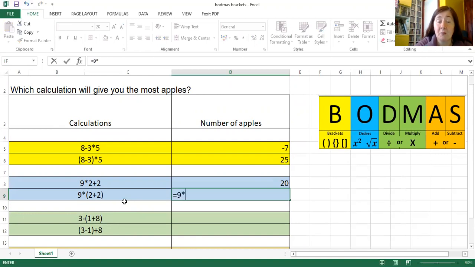So let's work that out. So 9 is going to multiply by something. This time it's 2, and it's going to be plus 2, which is 4. So 9 times 4 would be 36.